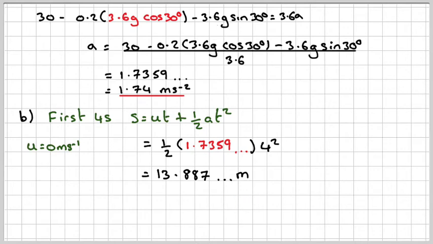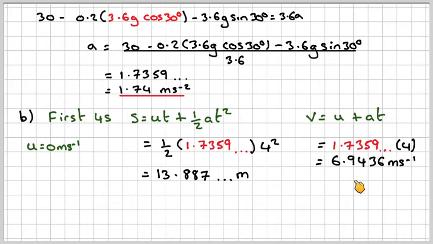We will also need to find the velocity at the end of the 4-second period using v equals u plus at. u is 0, so we're going to have 1.7359 times 4, which gives 6.9436 meters per second.